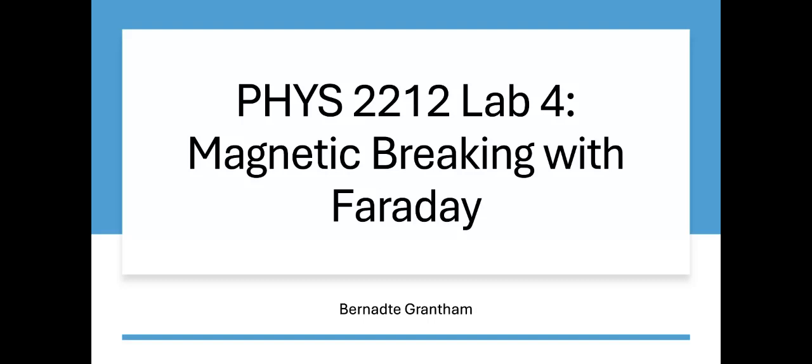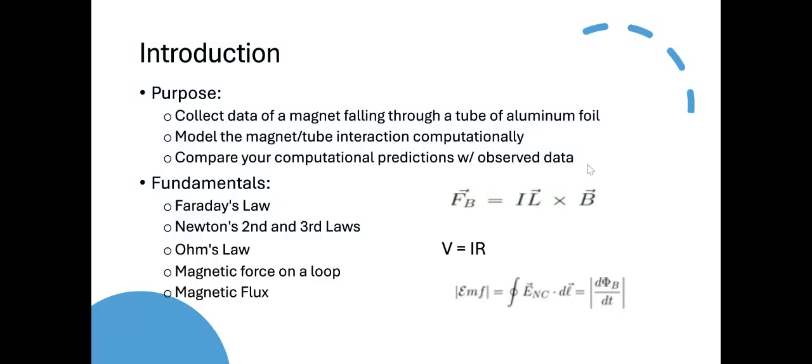This is my Physics 2212 Lab 4, Magnetic Braking with Faraday. The purpose of this lab was to collect the data of a magnet falling through a tube of aluminum foil, to model the magnet and tube interaction computationally, and compare your computational predictions with observed data.